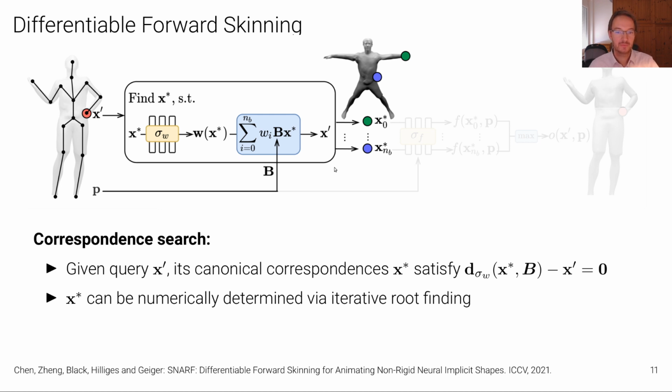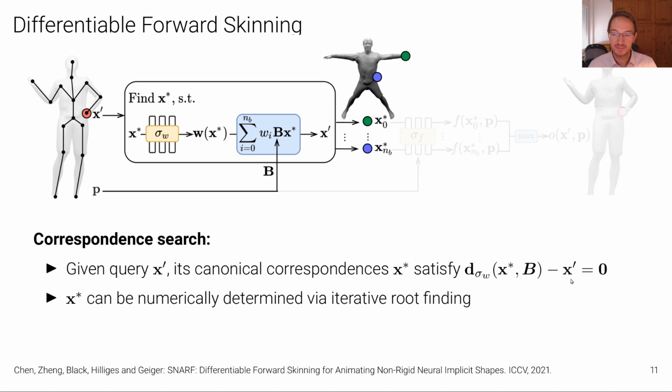So what we're going to do is, given a query x prime, we're going to find its canonical correspondence by searching for it. We do this by first noting that this canonical correspondence x star satisfies this expression, where D is simply the forward skinning model here in blue. Of course, if we push that x star through the forward skinning model, then it should be equal to x prime, the point in pose space. So now we can determine x star by a numerical iterative root finding procedure, by finding the roots of this function.